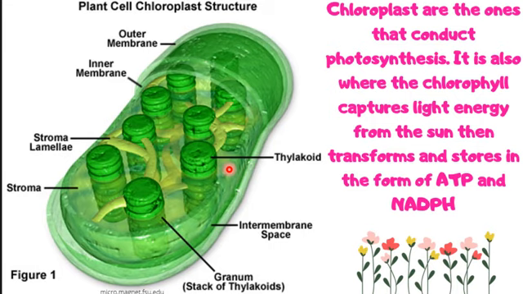composed of mesophyll tissue. In this diagram, you can see the structure of plant cell chloroplasts, which comprise the following parts. We have the outer membrane, the inner membrane, the stroma lamellae, the stroma, the granum, the intermembrane space, and the thylakoid.